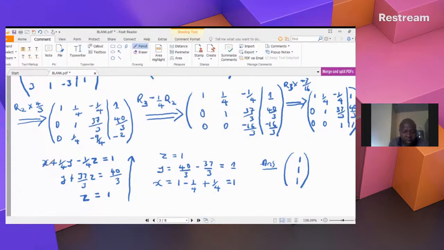So I proceeded to this other one, where x equals 1 minus a quarter y plus a quarter z. But I know what y and z are: 1, 1. So that meant that my value of x was 1, my value of y was 1, and my value of z was 1. And so my solution to the system of linear equations becomes 1, 1, 1. So this one is for x, and this one is for y, and this one is for z.